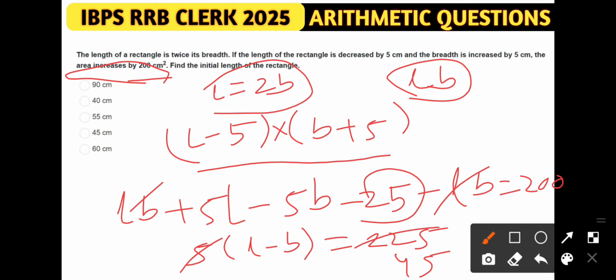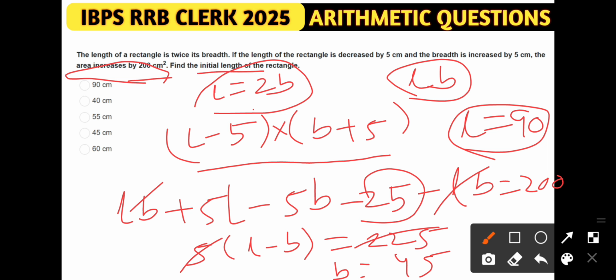Here we have L value will be 2B. So placing that 2B instead of L, we have 2B minus B, means B value. We got B value which will be 45. So L value will be 2 times of breadth, 45 times 2, which will be 90. The question asked is to find the initial length of the rectangle. We got the length which will be 90. So option A is the answer for this question.